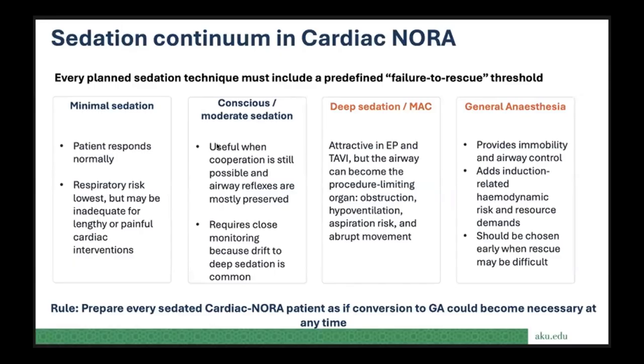So before starting, define a clear threshold for rescue escalation. When will you move from simple oxygen to airway adjuncts, then towards supraglottic support, and then finally to general anesthesia? The decision should never be improvised late. So the rule is simple: prepare every sedated cardiac NORA patient as if conversion to GA could become necessary at any time.